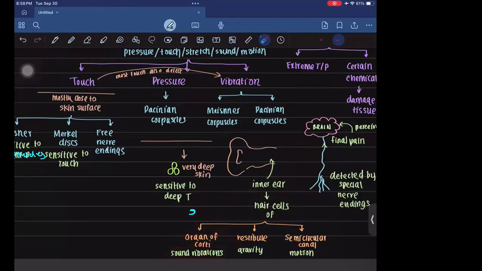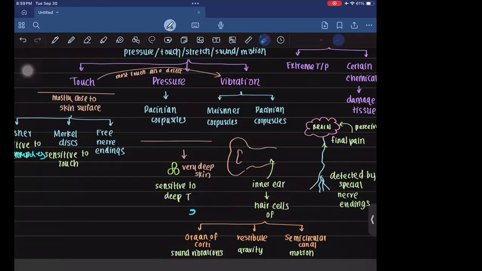If you have not learned ear, I have uploaded a video on YouTube on the structure of ear, so you can go watch that. I have explained the entire structure of ear. So in the inner ear, there is a particular structure called the organ of Corti. This organ of Corti will have hair cells. The hair cells in the organ of Corti will be detecting sound vibrations, the vibrations which are related to sound.